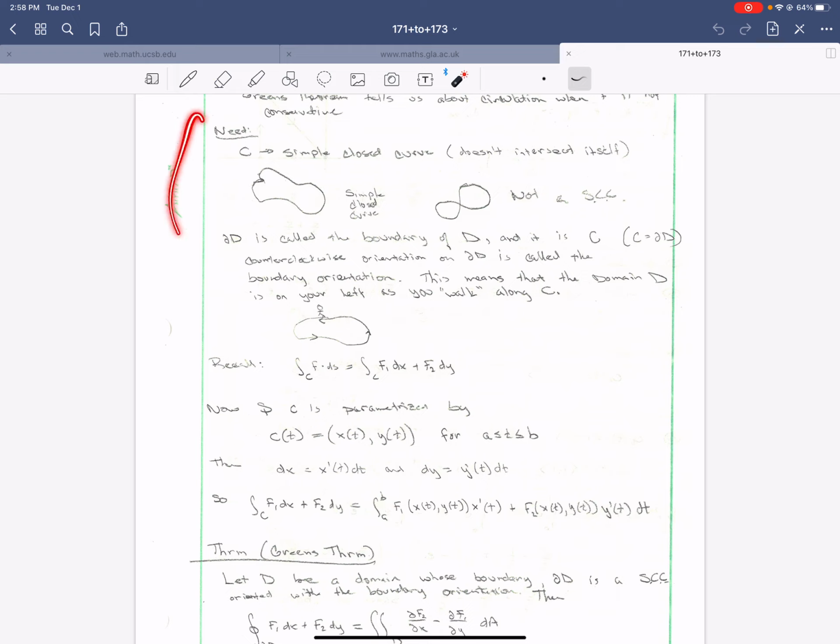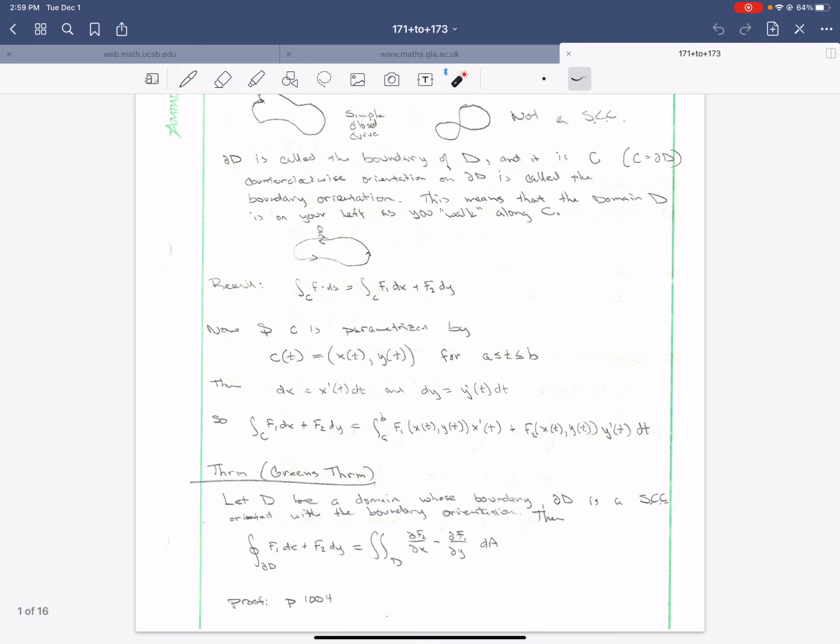So all of this is kind of review, notation, setup, and the like. So what does Green's theorem say then? Green's theorem says, let D be a domain whose boundary, the boundary of D, is a simple closed curve, oriented with the boundary orientation. So all of those have to be satisfied.